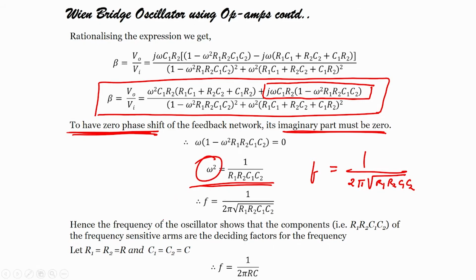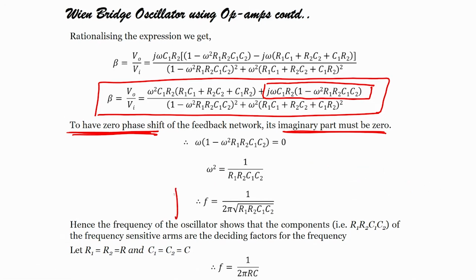This is the formula we have to remember in the case of a Wein bridge oscillator. This is the frequency formula. Hence, the frequency of the oscillator shows that the components R1, R2, C1, C2 of the frequency sensitive arms are the deciding factor for the frequency. What we understand from this equation is that by changing the values of R1, R2, C1 and C2, we can decide the frequency.